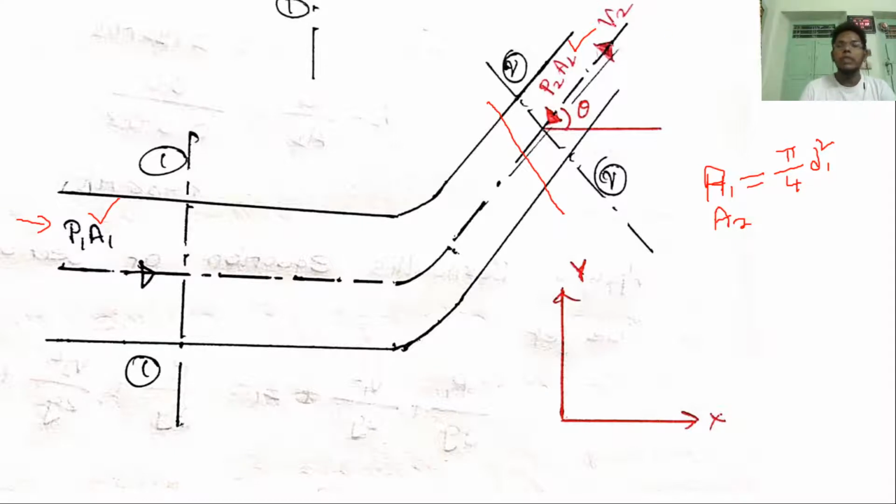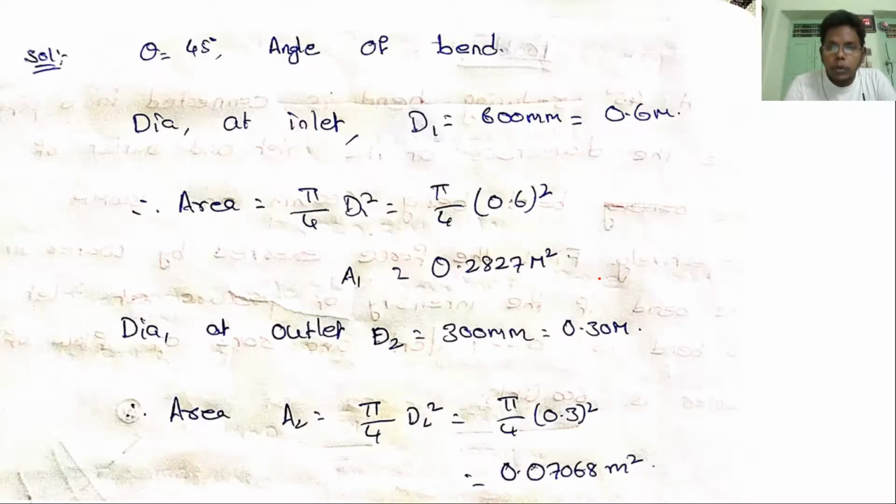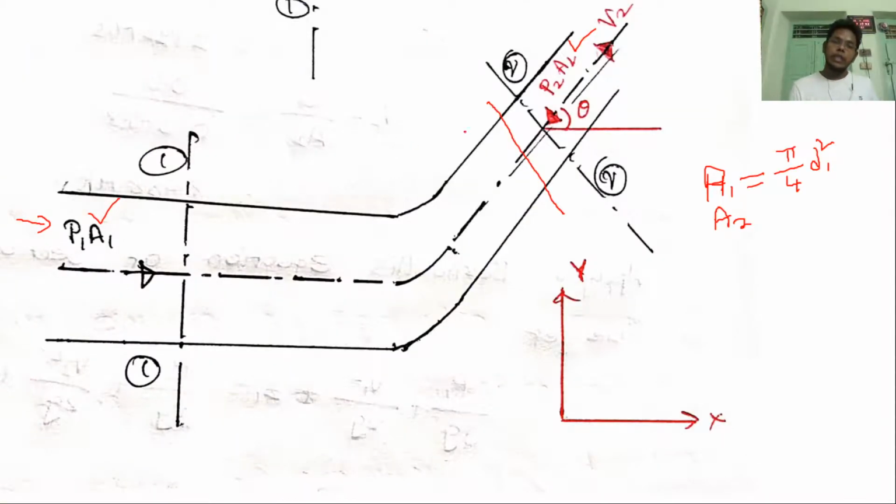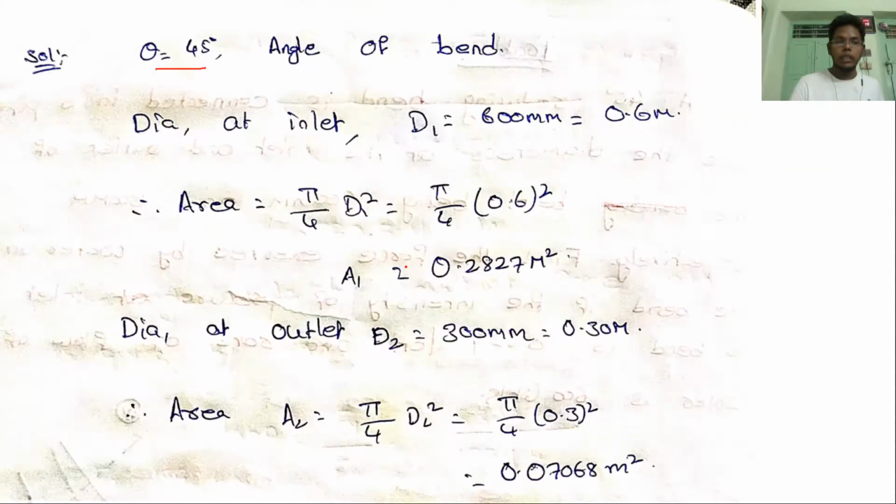Here V2, the velocity, is a known value. Now P1 A1, P2 A2. The question is, what is P2? P2 is the unknown value. To find P2, what do we have to do? Do you know how to solve this one? First of all, theta is 45 degrees. Just see this diagram. Here the theta value is 45 degrees, which is a known value.